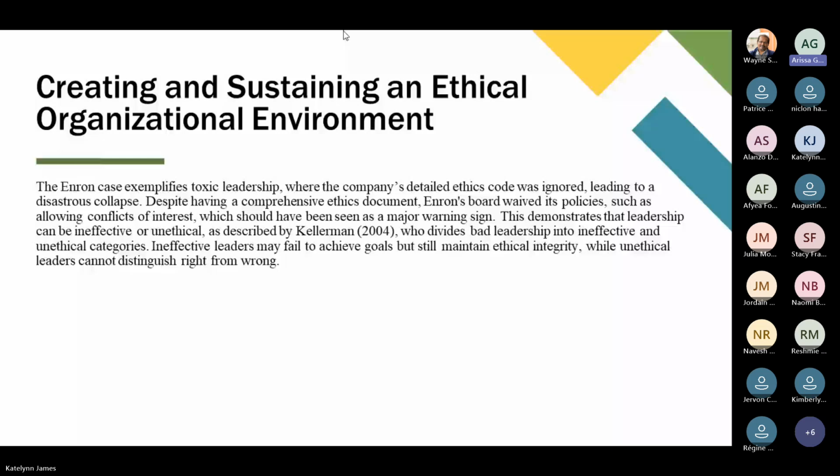Who divides bad leadership into effective and unethical categories? Ineffective leaders may fail to achieve goals but still maintain ethical integrity, while unethical leaders cannot distinguish right from wrong.